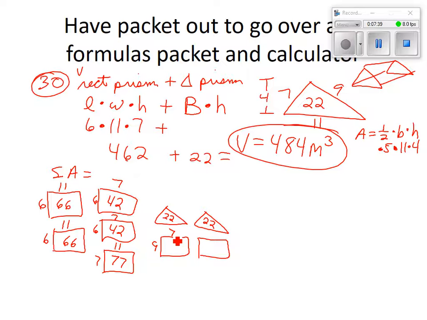What's the dimensions on the back rectangle? 7 and 7. What is 9 times 7? 63. Good. What's 7 times 7? 49. What are we going to do with all of these? Add them all up. So somebody do that for me. More than one person be doing it, because if we get the wrong answer, then you got the wrong answer on your paper.